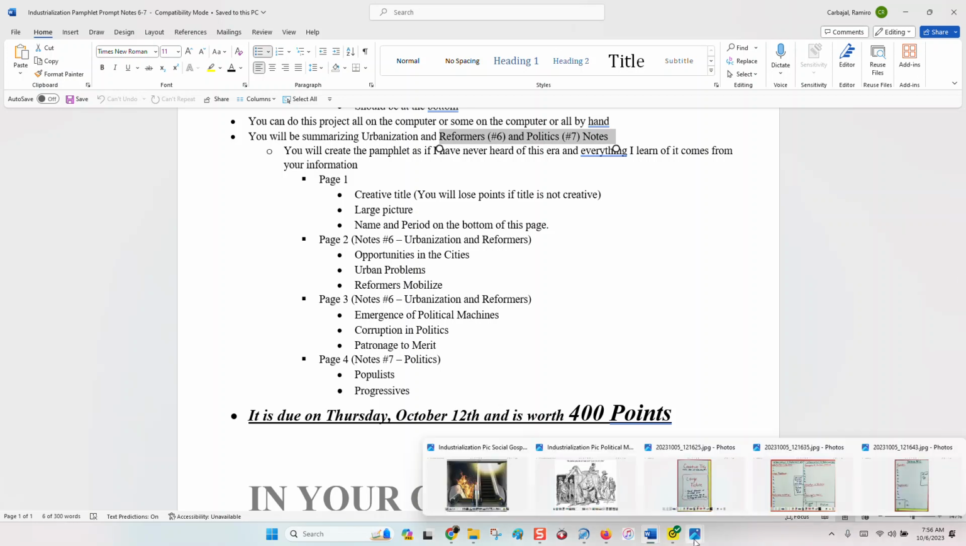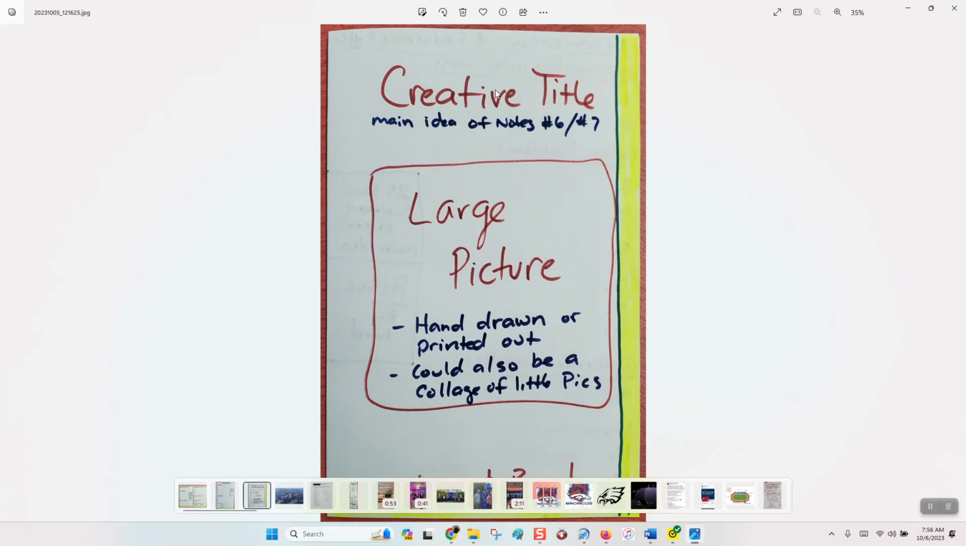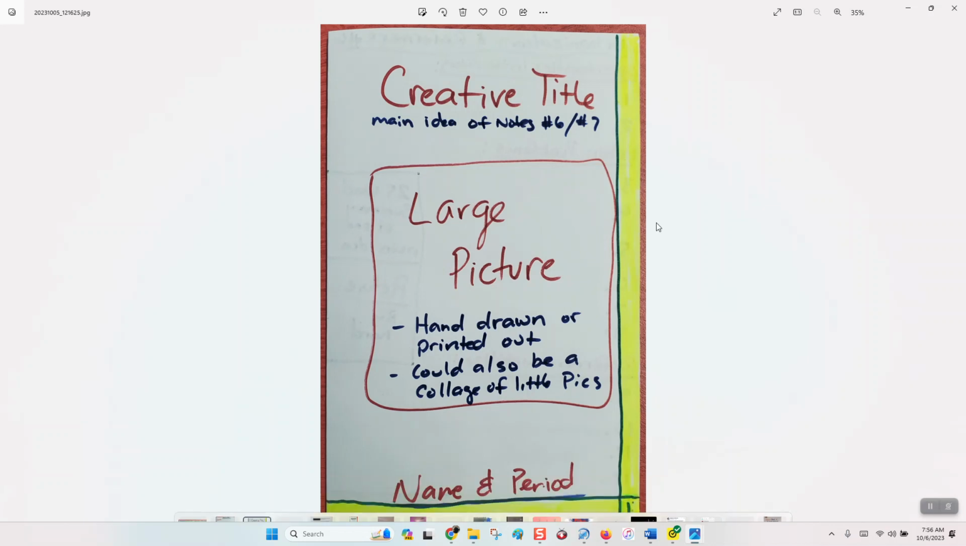And that looks like this. Those 3 things look like this. All right, so up here in big letters, a creative title, again, main idea of notes 6 and 7. Then a big picture like this, either drawn by hand or printed out. Again, it could be a series of little pics that make a collage, and then name and period. Now I also want you to draw some sort of borders. Like this, I just drew them and put some highlighter, and then there's page 1.